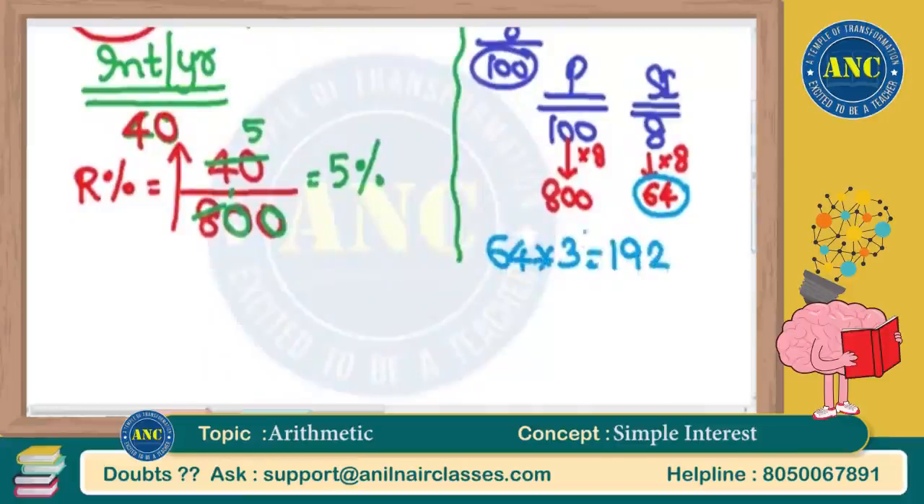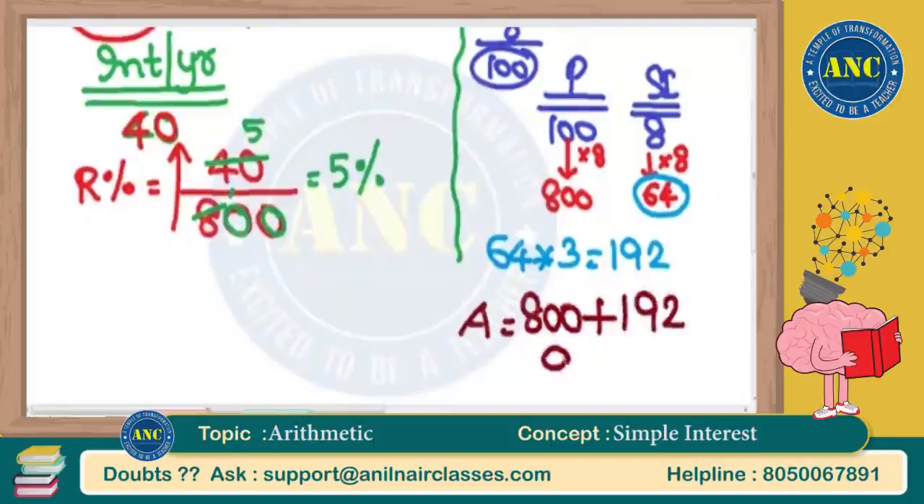192 rupees extra. Total amount which I should give you is nothing but the combination of money which I took from you, 800, plus the extra money which I need to give you, 192. Answer for this question is 992. I hope it is clear, sir. Answer for this question is 992.